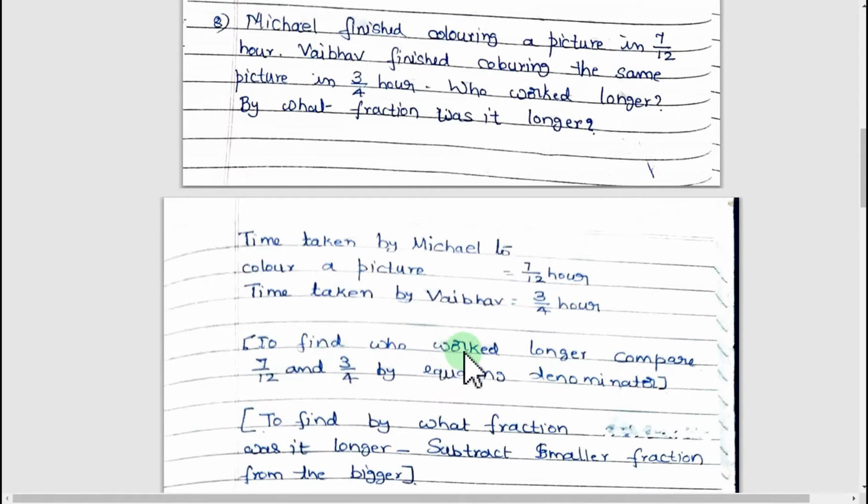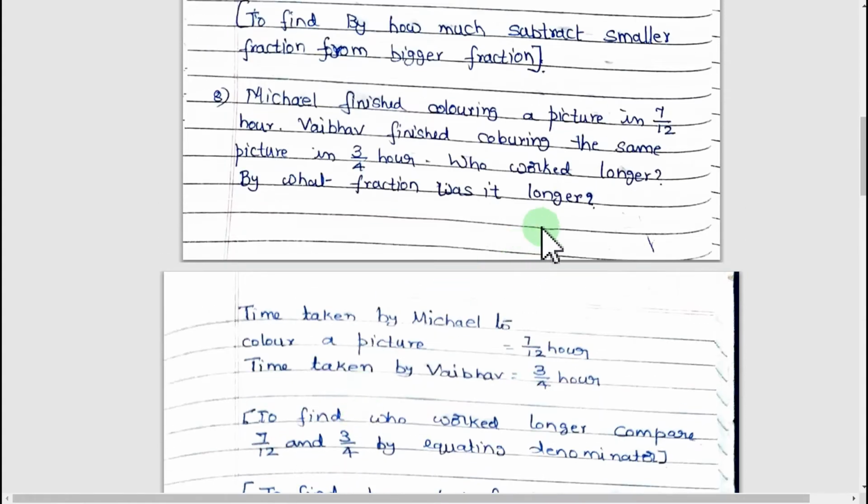Now this also, don't copy this in your notes. This is the hint given to you to solve. To find who worked longer, compare 7 by 12 and 3 by 4 by equating the denominator. Here the denominators are not equal. Equate them by taking the LCM. Here the LCM you will get is 12. Make this denominator 12 and compare the numerators. The bigger numerator is the bigger fraction.